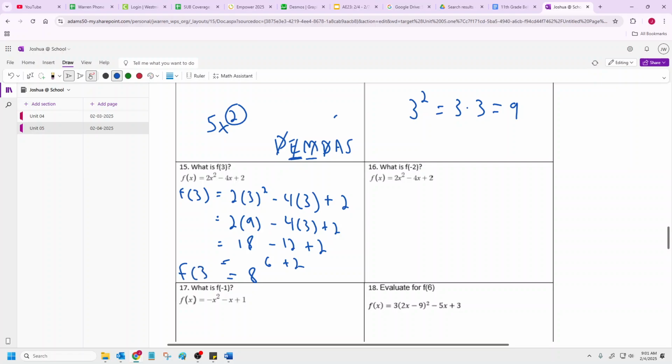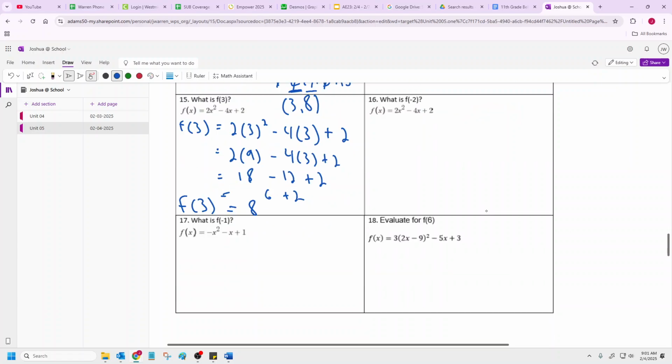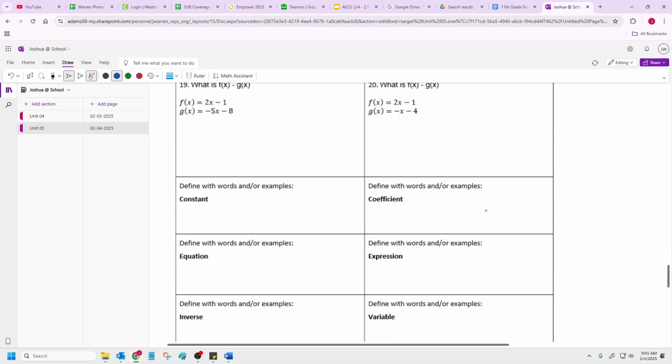So what does this tell us? This tells us that when we plug in x equals 3, our y value returns as 8. So the full answer should be written as a point, (3, 8). That's what I want to see on all these. I will have the answer key up online, but it's y'all's job to do this.